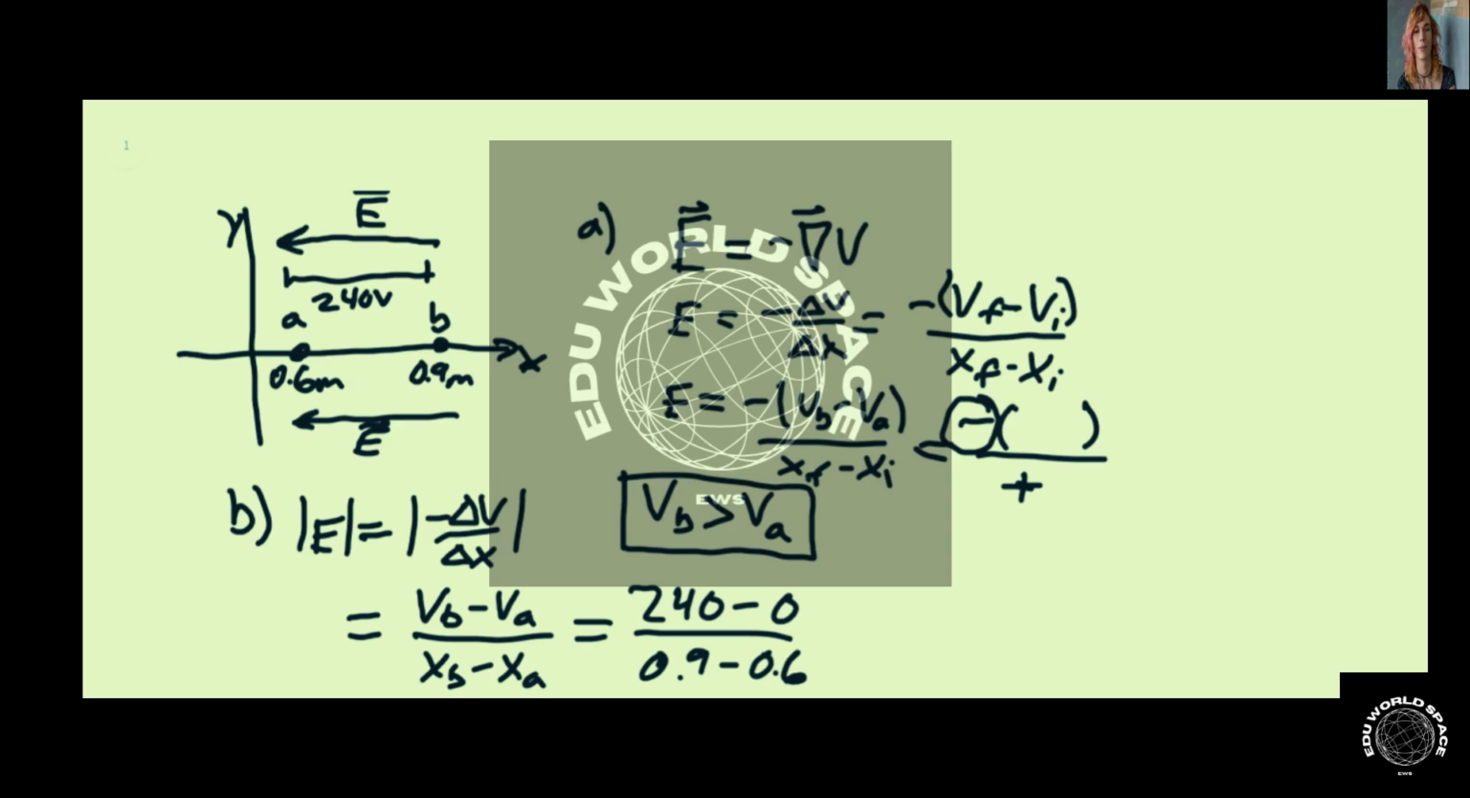So here I've just assumed that the voltage at point A is 0. Really, it's just the difference between B and A is 0, because that was told in the problem. So when you plug this in, you'll find that the magnitude of the electric field is 800 volts per meter.